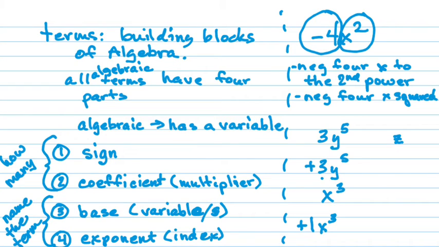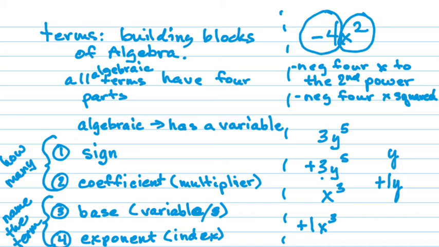Here is an algebraic term. Maybe I shouldn't use z's because you don't like the way I say it, and you don't even like the way I write it. Let's do this one. Here's an algebraic term. I know it's algebraic because it has a letter in it. It has all four parts. Doesn't have a sign, so I assume that sign to be what? Positive. Doesn't have a number, so I assume that coefficient to be what? 1. It has a base. What's its base? Y. It doesn't have an exponent.